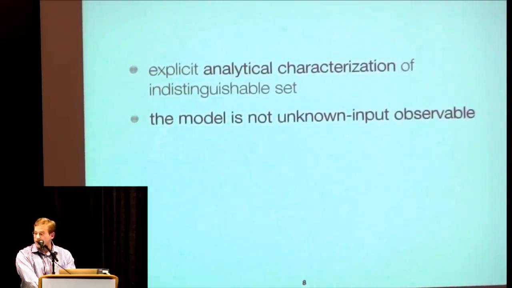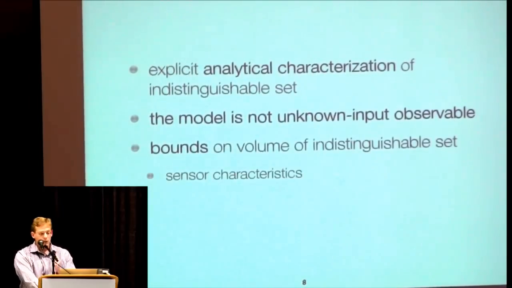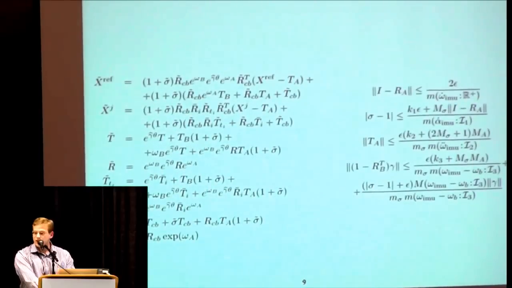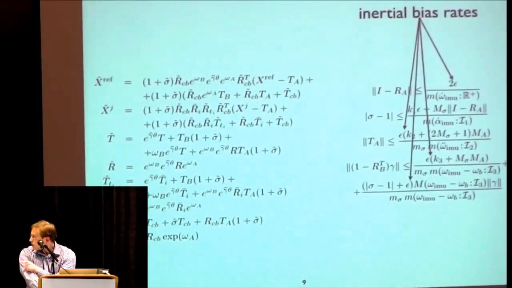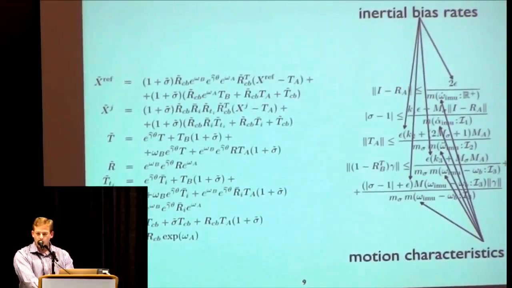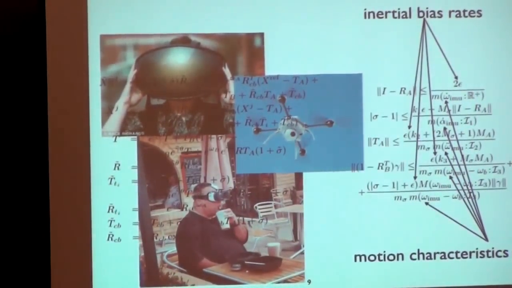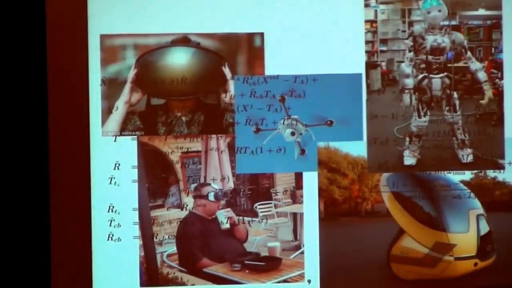This has revealed some very surprising conclusions. First, the model is not unknown input observable. And with these bounds, using the sensor characteristics and motion quality, we can say very interesting things, such as the better the sensors, the smaller the bound. The smoother the motion, the larger the bound. So given a use case and a typical motion characteristic, we can characterize the sensors necessary to guarantee performance requirements.